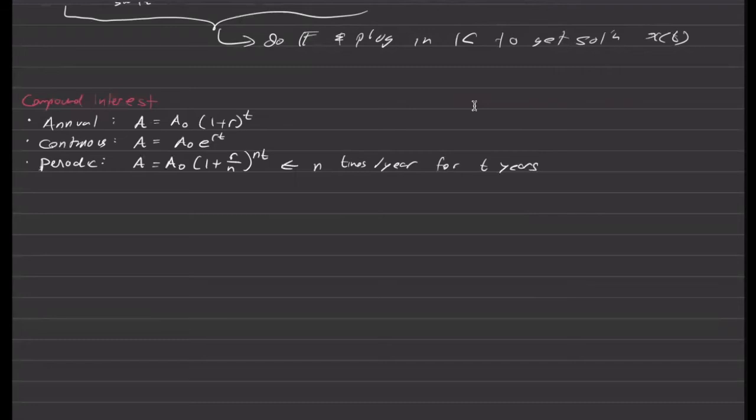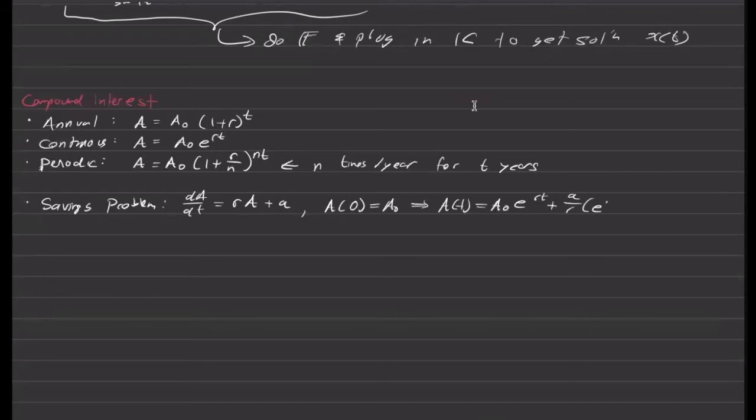Sick. The last thing that we'll cover is the savings problem. And I won't make a new section. I'll just put it underneath compound interest because the concepts are quite similar. So, savings problem. You're given a differential equation of the form dA over dt is equal to r times A plus little a. And the initial condition is that the initial A is A naught. The general solution to this is going to be A of t is equal to A naught e to the rt plus little a over r times (e to the rt minus 1).